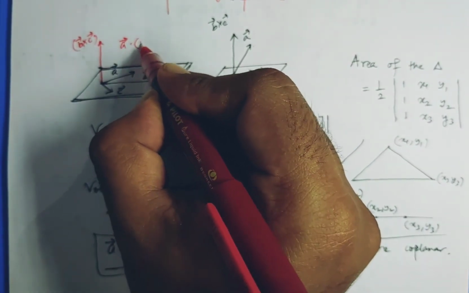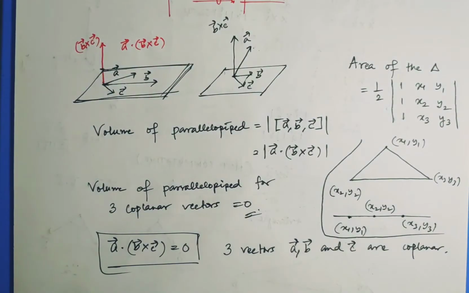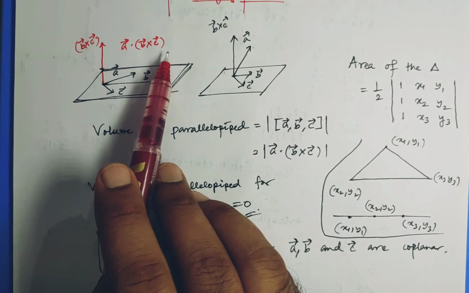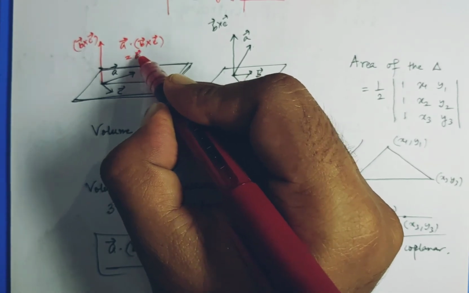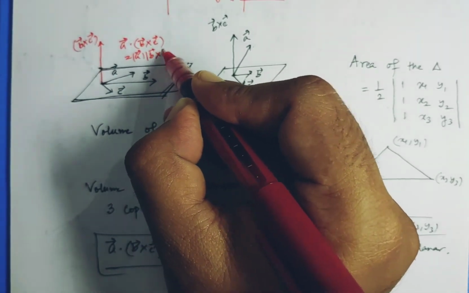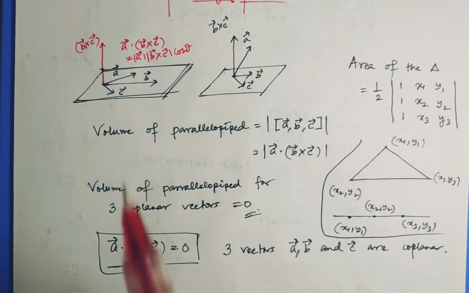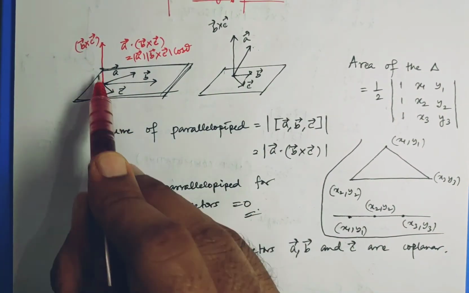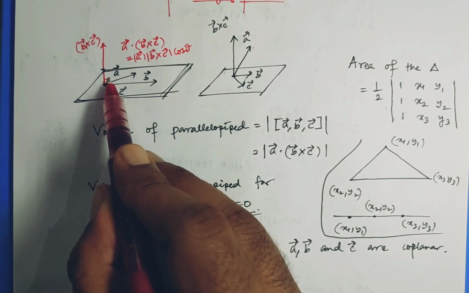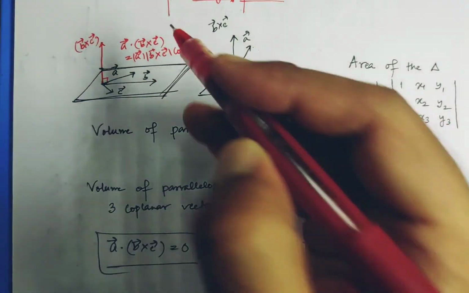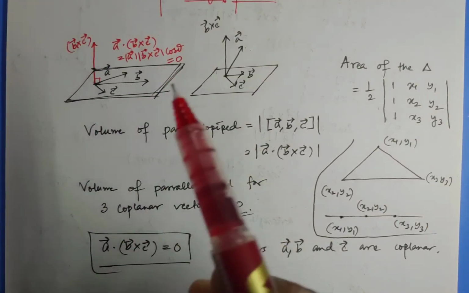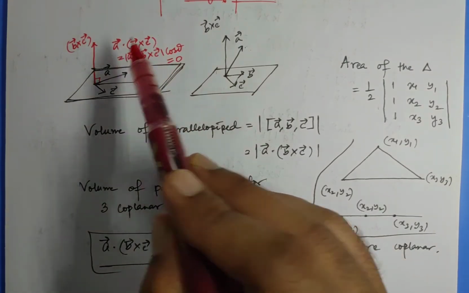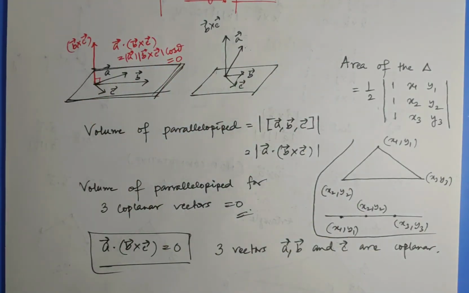Now anybody, can you tell me the dot product of A and B cross C is how much? Look at here. This is equal to what? Magnitude of A times magnitude of B cross C times cos theta, right? And what is the angle between this perpendicular line and this plane in which A is lying? It's 90 degrees. And cos 90 is 0. So this one is 0. Understood? Clear? So that's how we can say when three vectors are coplanar, their scalar triple product is equal to 0.